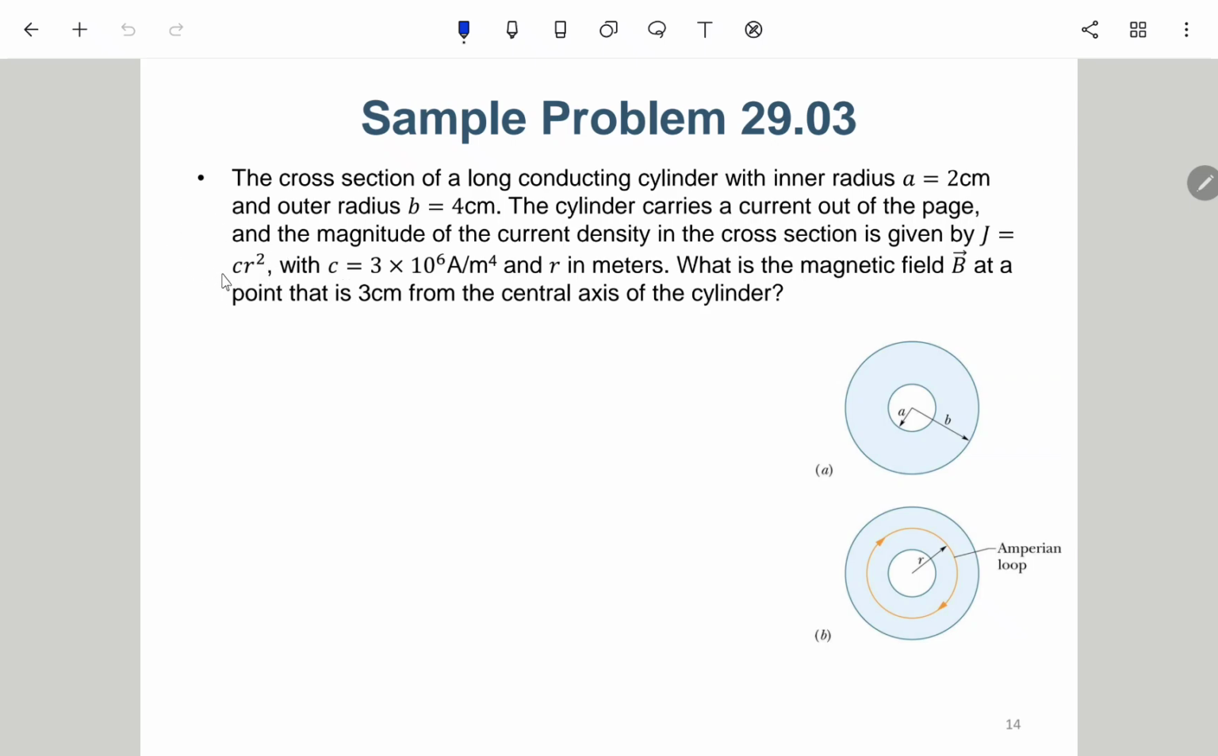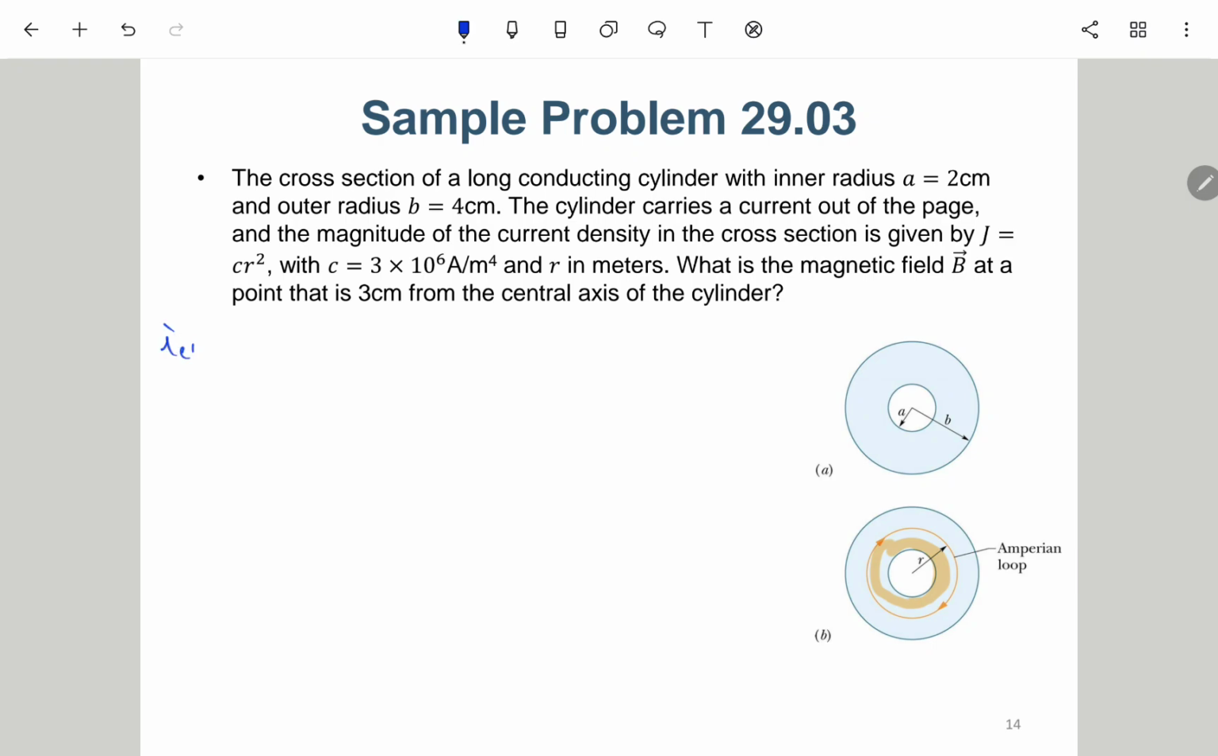Okay, so this is not uniform. So we need to do some integration. What is the B field at the point that is 3 cm from the central axis of the cylinder? Okay, so this is actually the Ampere loop. For this Ampere loop, we need to consider the I enclosed in that part.